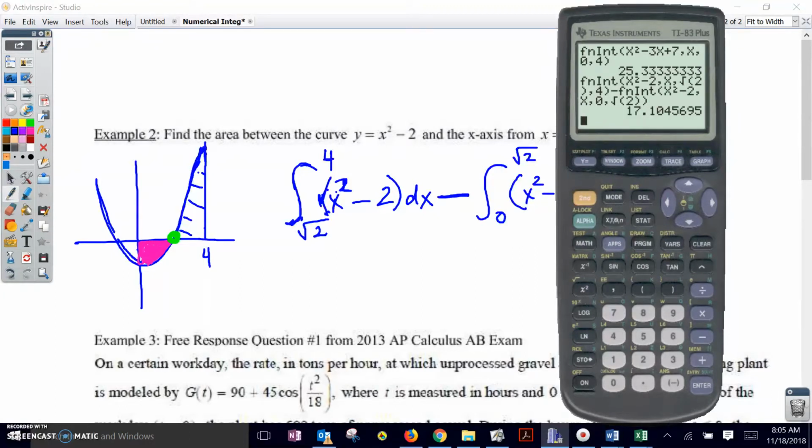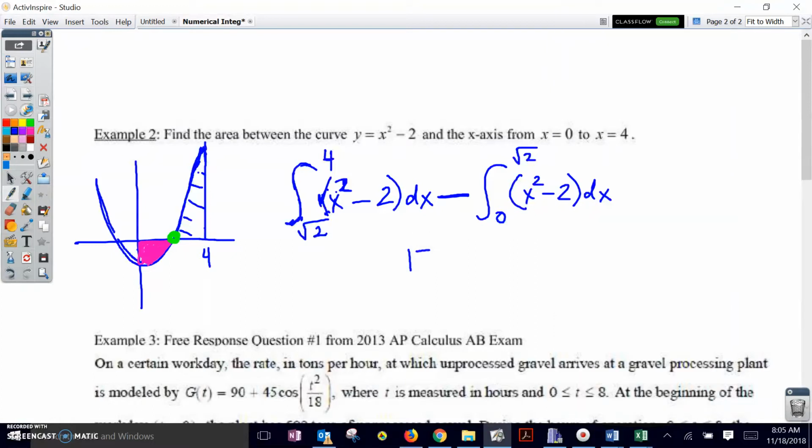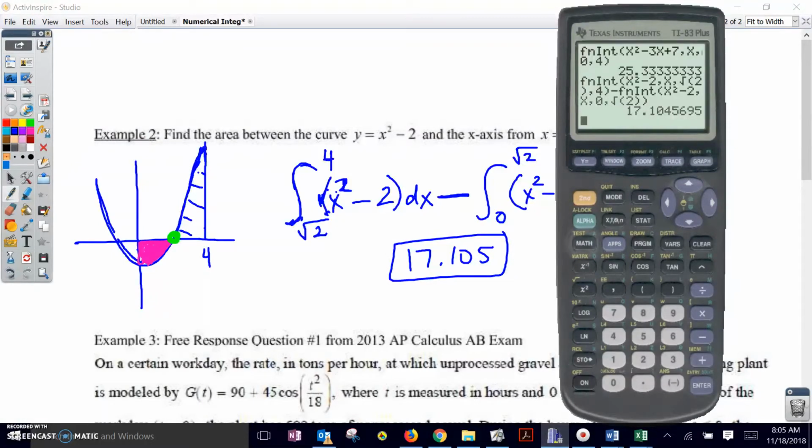We get 17.105. Notice that when part of the curve is below the axis, there's a difference between the value of the integral and the value for the area between the curve and the axis. That's a very important distinction that we need to make.